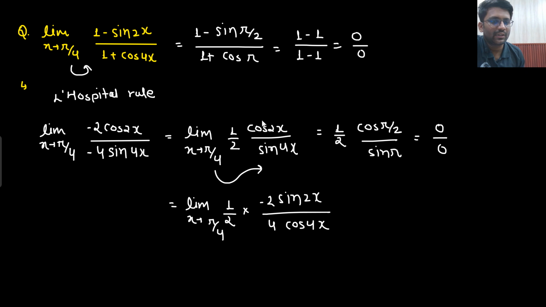What is the differentiation of cos 2x? So differentiation of cos 2x is minus 2 sine 2x. Why it is minus sine 2x you would know. And what is the differentiation of sine 4x? So that is nothing but cos 4x multiplied with 4. So what you are getting?